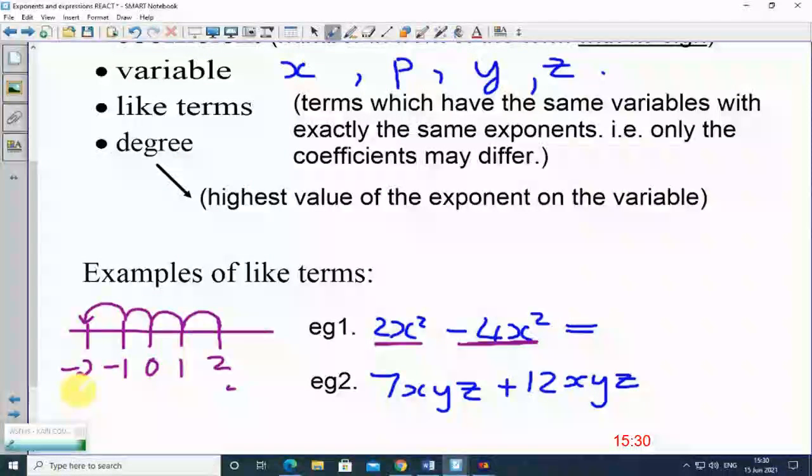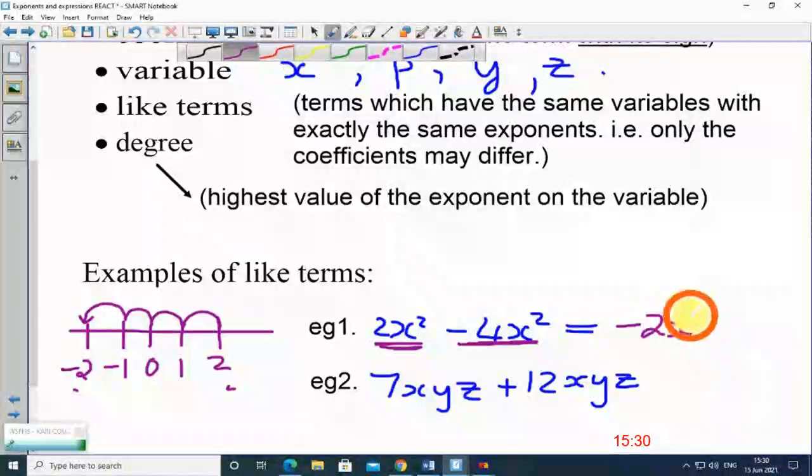So I had 2 of these things. I'm subtracting 4 of them. My answer is that I've got minus 2 of the same thing. Right, if you're adding things and or subtracting things, you can only have more of them or less of them. The items that you're adding and subtracting are still the same. They're only x squares. Let's try again with the second example.